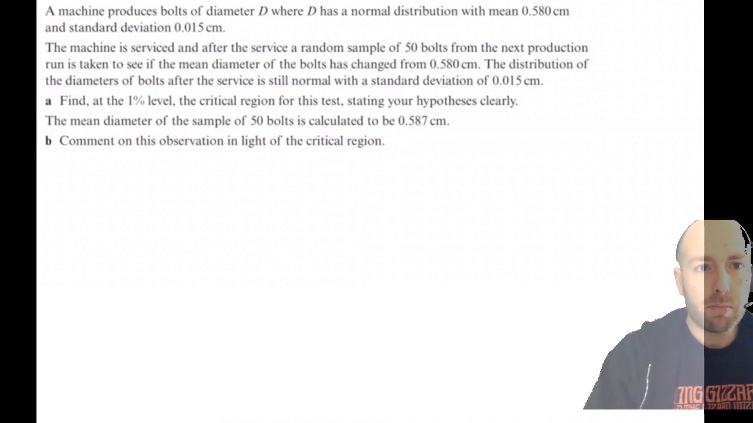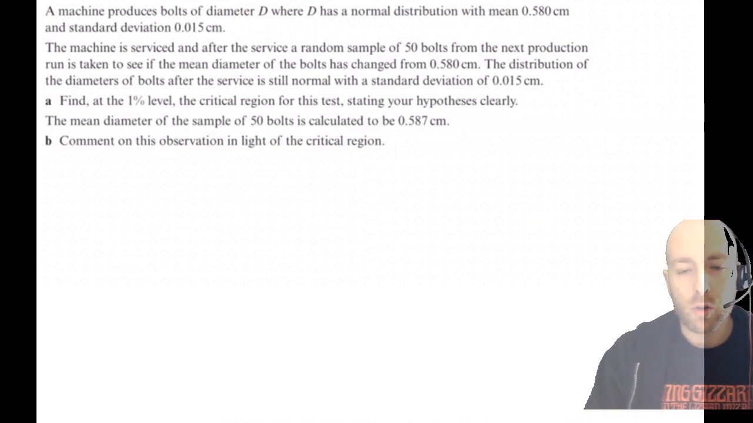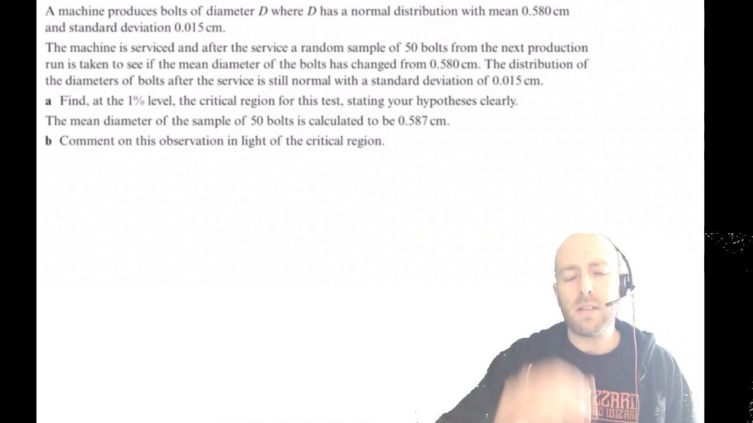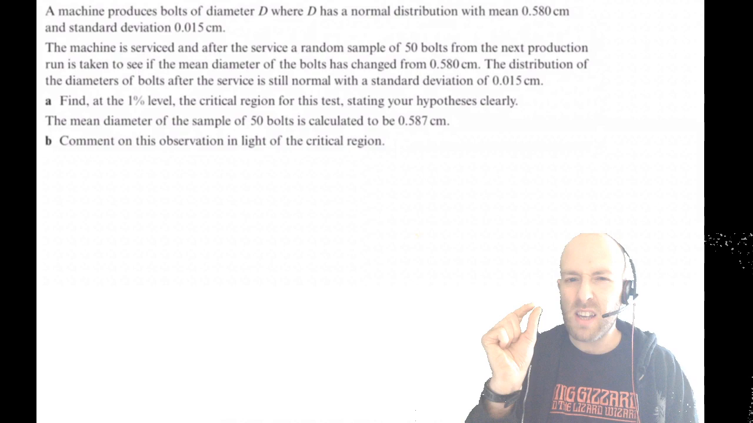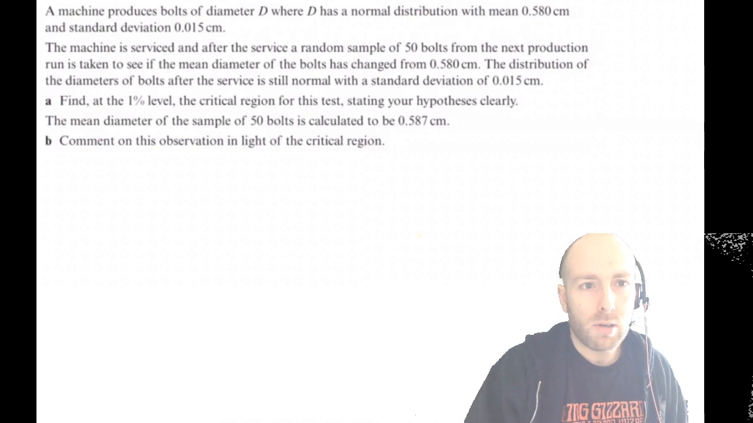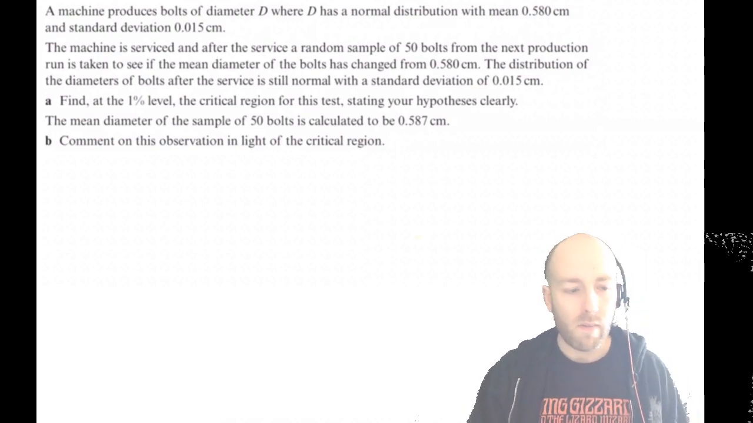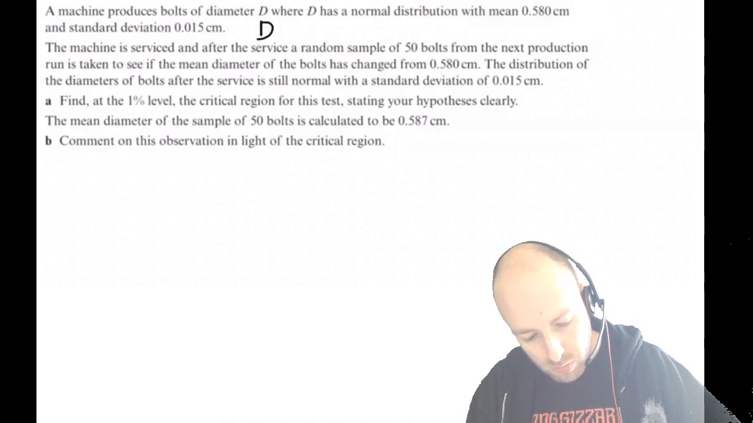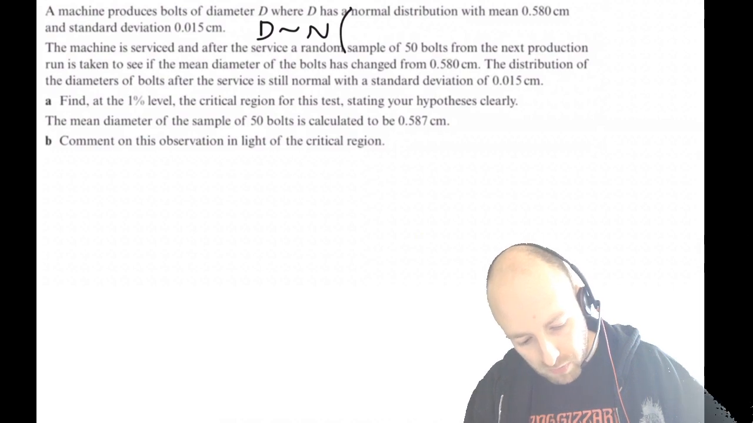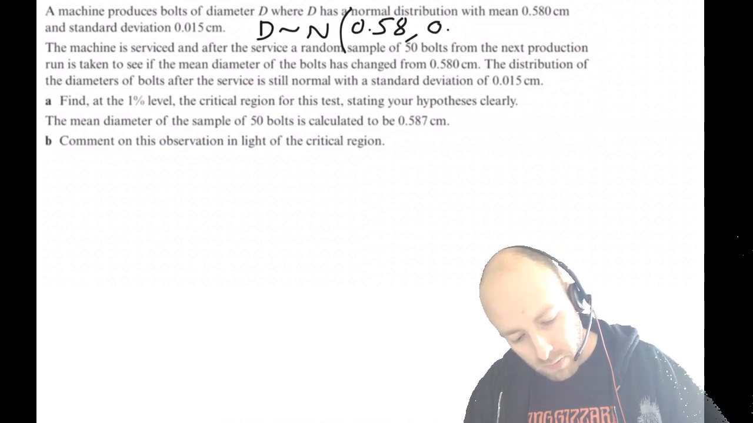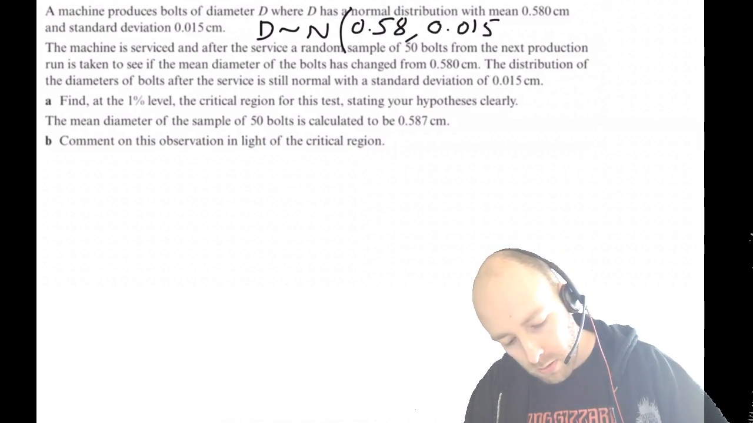So we have a machine producing bolts of diameter d. And d has a normal distribution. Why does it have a normal distribution? Because it's a machine producing something. It doesn't produce the same results every time; there'll be a tiny bit of deviation. So the normal distribution has a mean of 0.580 and a standard deviation of 0.015. So let's write that down. We've got bolts d, which are normally distributed with a mean of 0.58 and a standard deviation of 0.015, which we need to write squared as well.